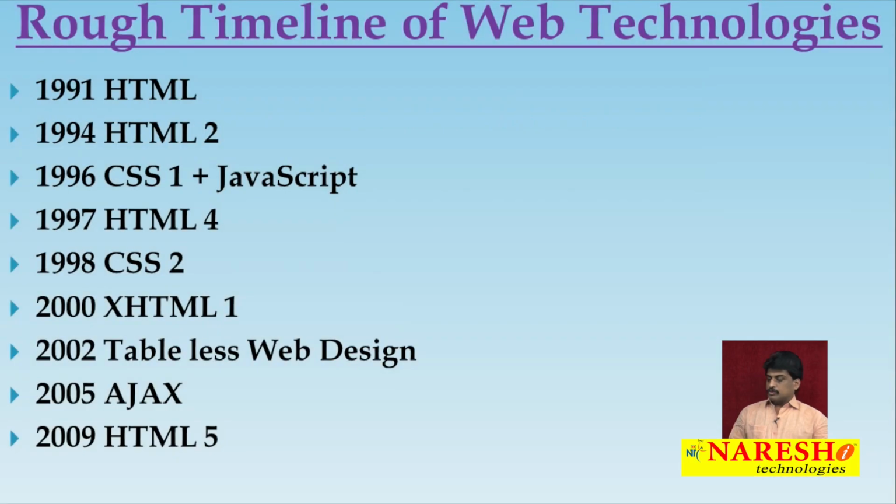Now I am coming to the timeline of web technology. These are not exact years. In the software industry, there are no exact years of development. Approximately I can say, so this is a rough line. HTML, HTML2, JavaScript, ultimate rocking. Soon you can see JavaScript videos. HTML4, CSS2, like this, there are several things available. All these things relate to the rough timeline of web technologies, including HTML5 in 2009.